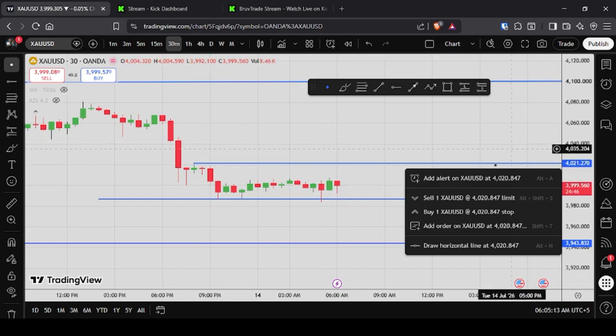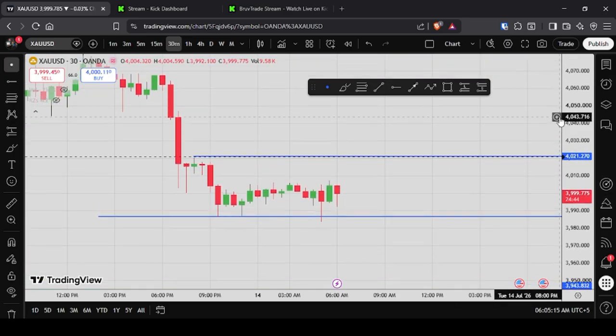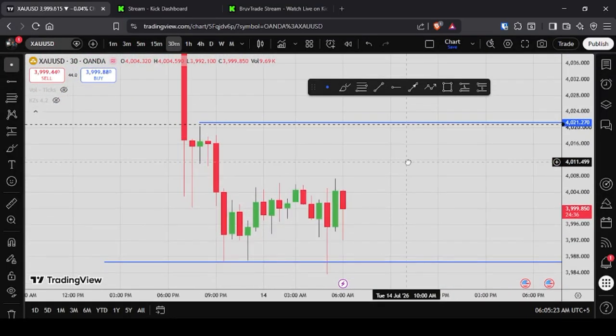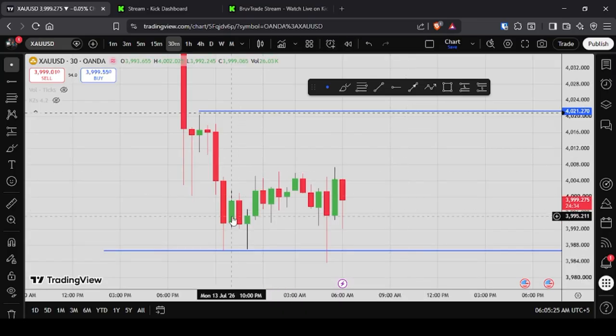I guess place an alert here, so you could see if it crosses here and downwards. What do you think, Red? What do you think, Blue? Yeah, I think you're absolutely right. Price can come to this level 4021 and can also just keep going downwards to 3984 level.